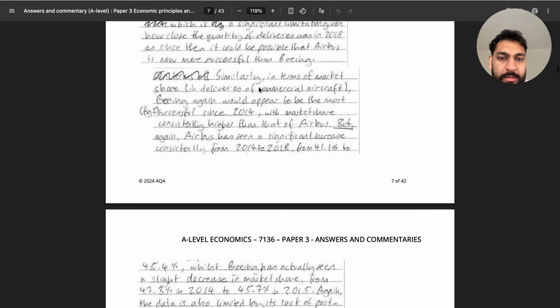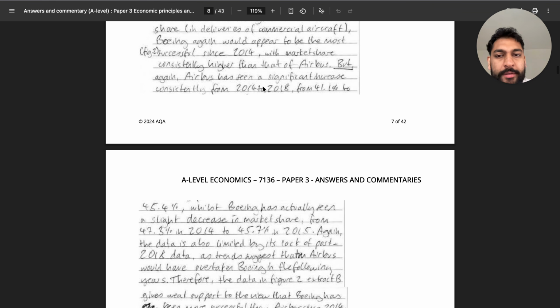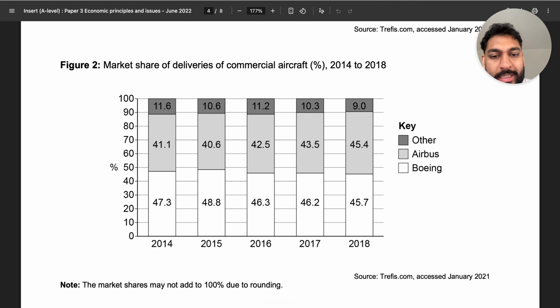So this person gave 2 limitations here. They said, but Airbus has seen a significant consistent increase in their market share, 41 to 45. So that's showing that you understand what the story the data is showing. Whereas Boeing has seen a decline from 47.3% to 45.7%. This implies that the gap is closing.